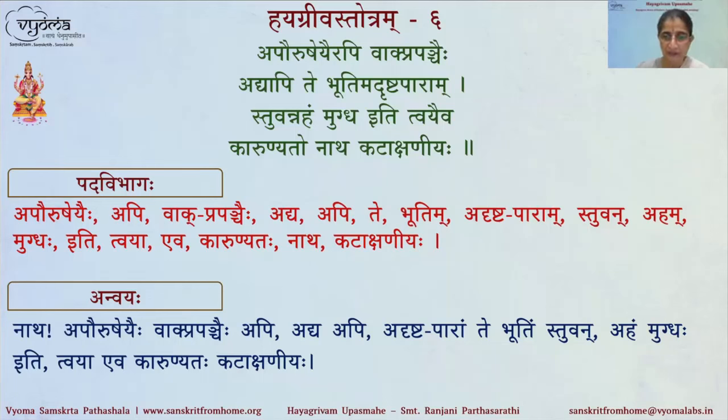So the word order starts with him addressing Bhagavan as Natha. So we start with that Natha. And what is the verb here? The verb essentially here is Katakshaniya, Aham Katakshaniya. I am one who has to be looked at by you. Okay, so looked at by you is Katakshaniya. So, Katakshaniyaha, I have to be looked at by you with a lot of grace. So, how should I be looked at? Karunyataha Katakshaniyaha. I have to be looked at by you with karuna, with compassion. And, Twaya, by you. Twaya eva Karunyataha Katakshaniyaha. Okay, that's the part.